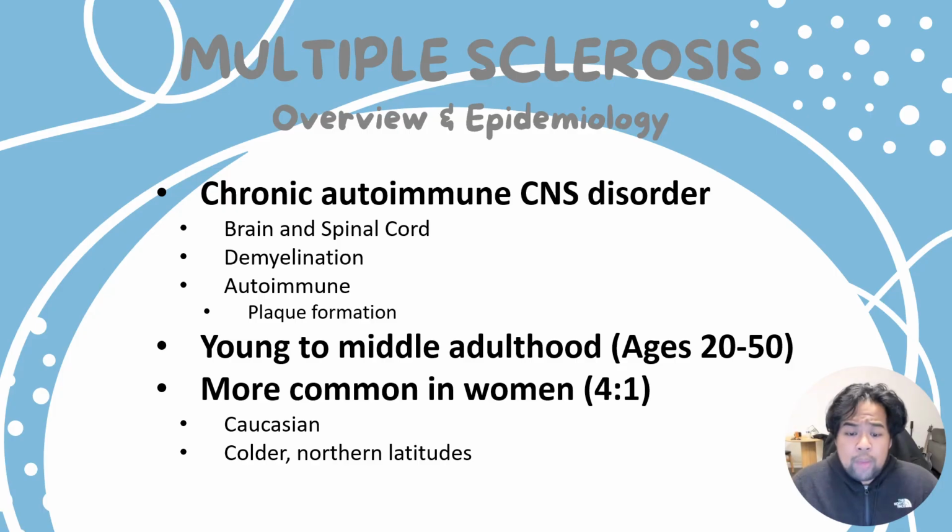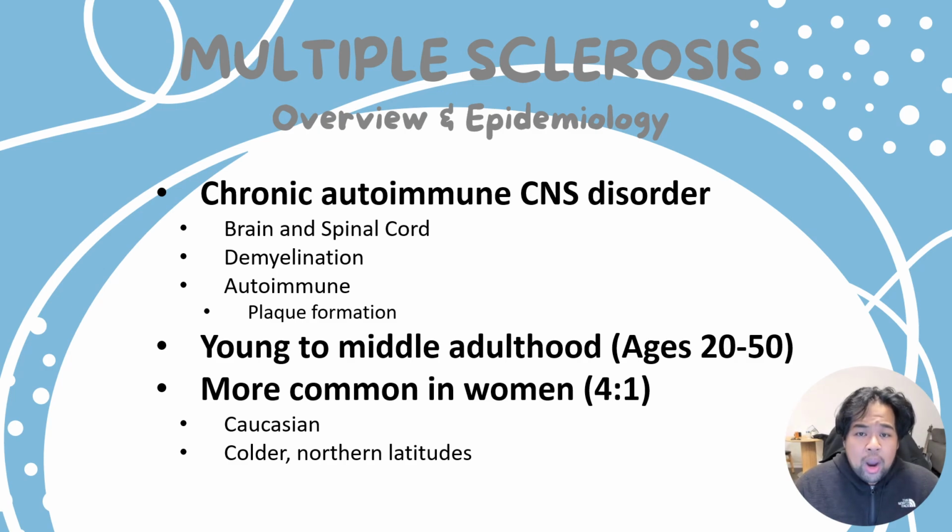Multiple sclerosis, or MS, this is the overview slide of it. It's a chronic autoimmune CNS disorder, CNS meaning that it's going to affect the brain and the spinal cord. Basically what happens is a demyelination, or a destruction of the myelin sheath. It is autoimmune, meaning that the body attacks itself, specifically the myelin. This leads to a plaque formation or sclerosis, and it disrupts nerve signaling.